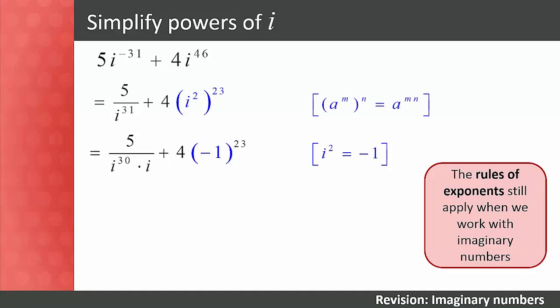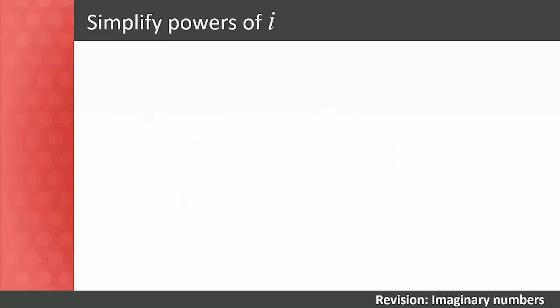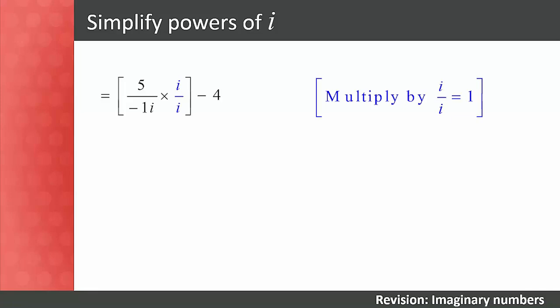Here we've put in -1 for i squared. This is equal to 5 divided by i squared to the power of 15 multiplied by i, plus 4 times -1, which is equal to 5 divided by -1 to the power of 15 times i, minus 4. Again, we've substituted -1 for i squared. This is equal to 5 divided by -1 times i, times i over i, all minus 4. Here, we've multiplied the term by i divided by i, which is equal to 1.